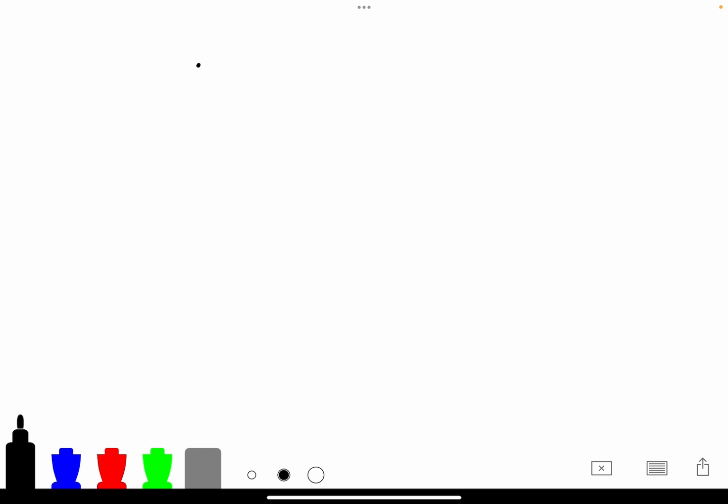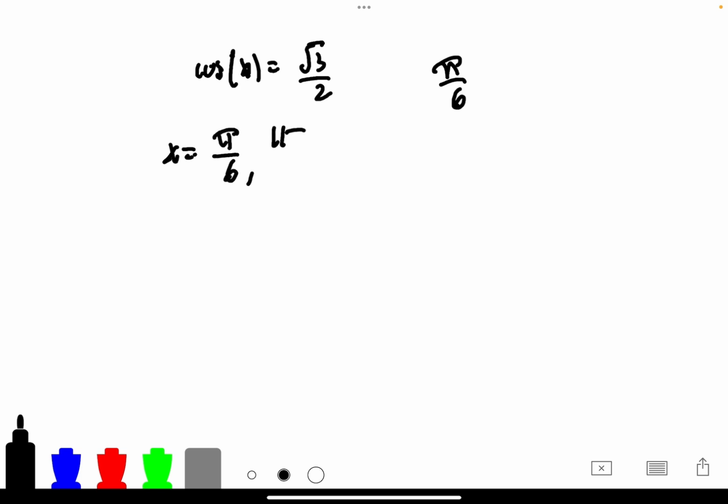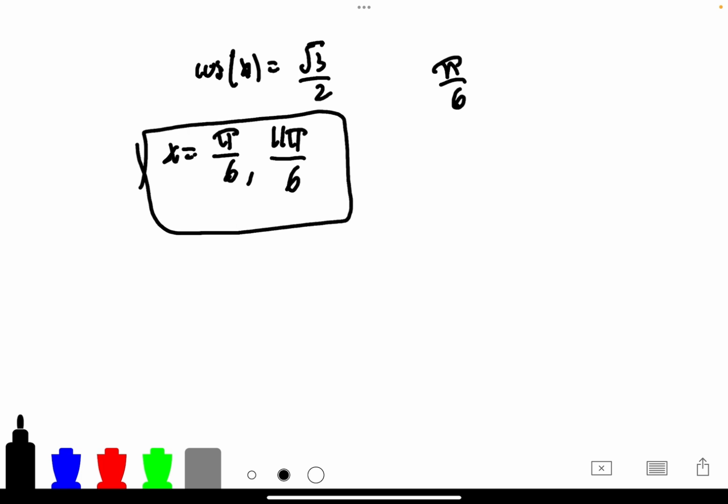This next question is going to be cosine of x is equal to root 3 over 2. So where would we see root 3 over 2? This would be the pi over 6 family. And so this would be pi over 6, and it would be 11 pi over 6, because in the quadrants, positive x, positive x.